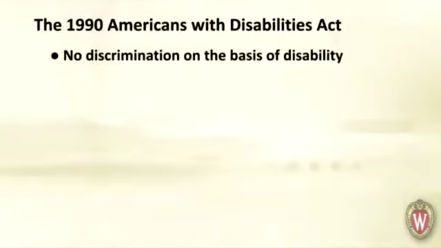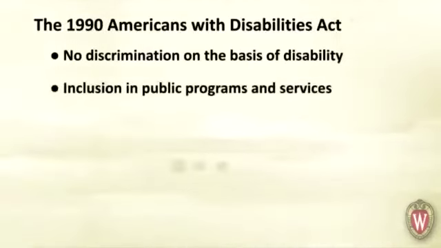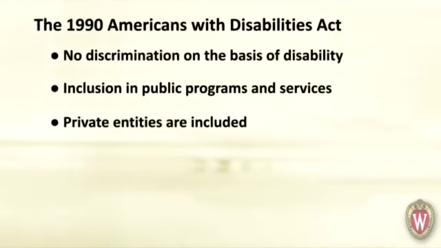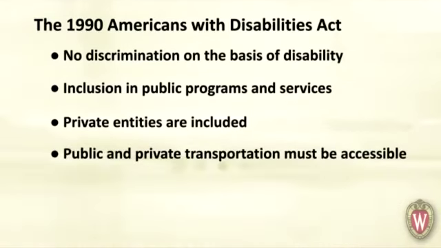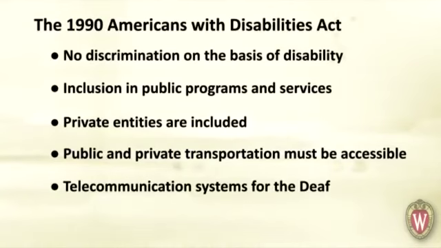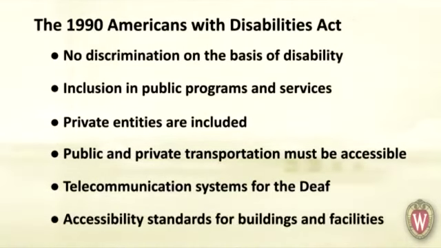The ADA provided protection from discrimination on the basis of disability and the rights to inclusion and participation in public programs and services. The ADA also broadened protection to include private entities and led to such significant changes as the requirement for all public and private transportation to be accessible, the development of telecommunication systems for the deaf, and the establishment of minimum accessibility standards for the design, construction, and alteration of buildings and facilities.